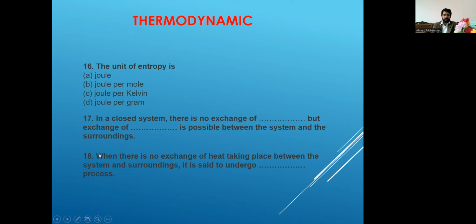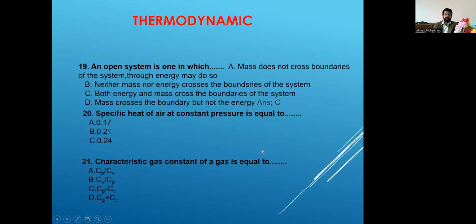For question 18, when there is no exchange of heat taking place between the system and surrounding, it is said to undergo a dash process. The direction should be an adiabatic process, where there is no exchange of heat between the system and surrounding.